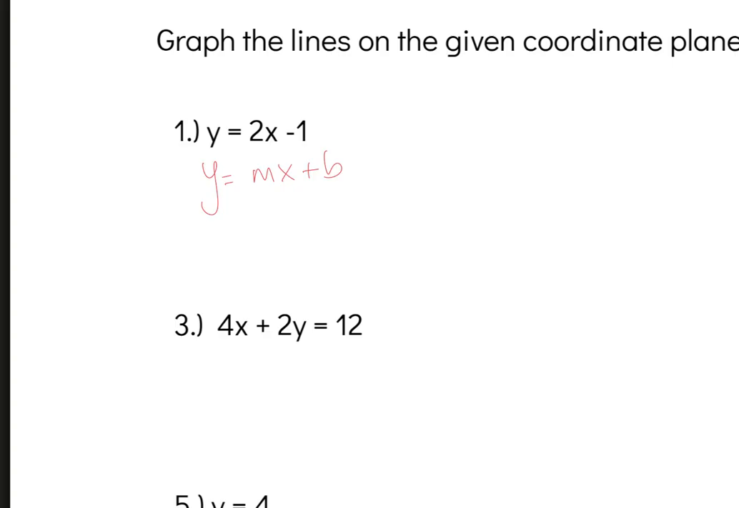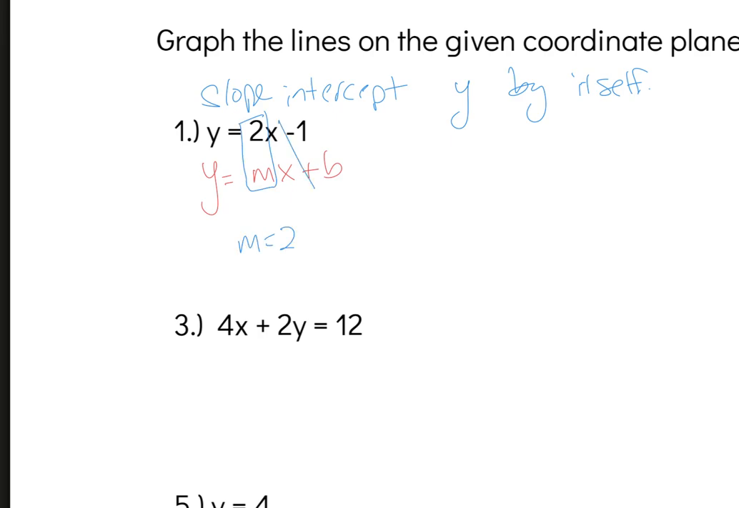How do I know that? Because y is by itself. If you ever want slope-intercept form, you get y by itself. Y by itself, and you will have it. Okay, so what you do with this is the slope is 2. The y-intercept is -1. This is the y-intercept.